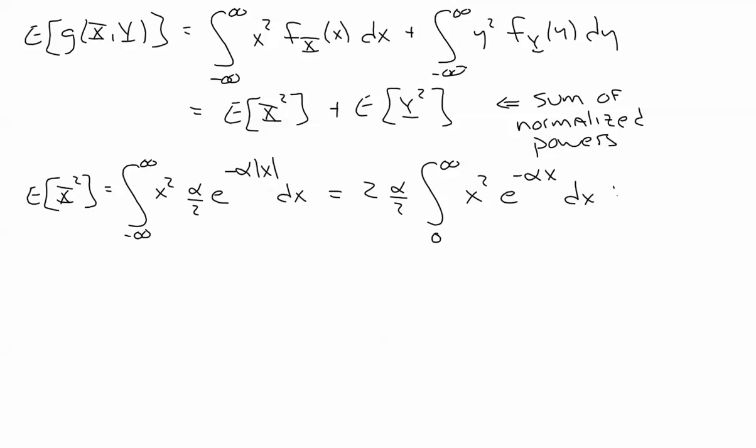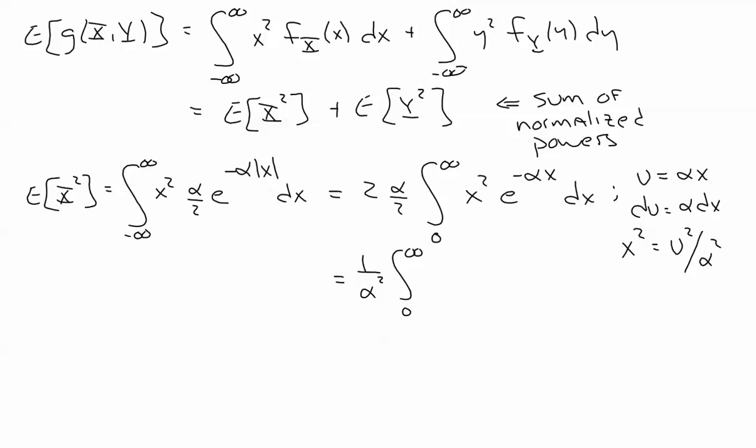The next thing I'm going to do is make a change of variables, and I'm going to let u equal alpha x, du equal alpha dx, and of course x squared equals u squared over alpha squared. Make my change of variables, and I get the following: 1 over alpha squared, integral from 0 to infinity of u squared e to the minus u du.